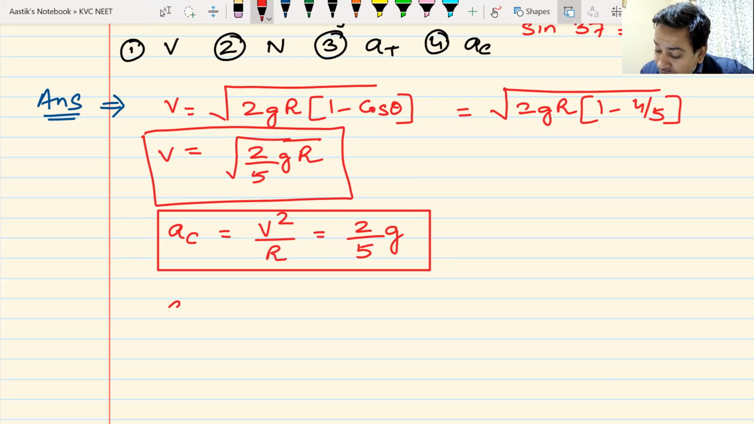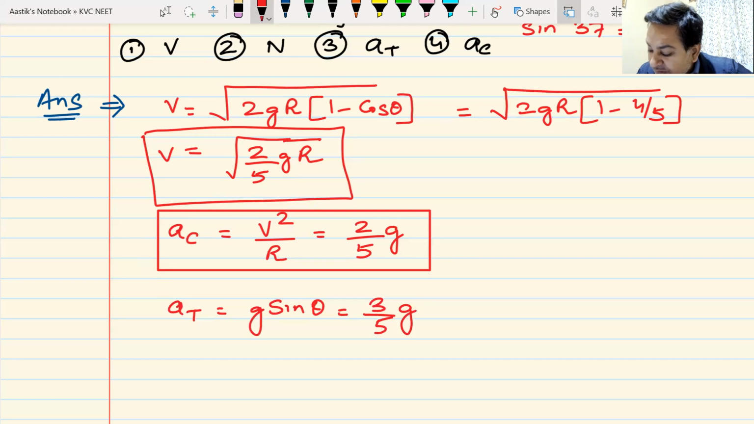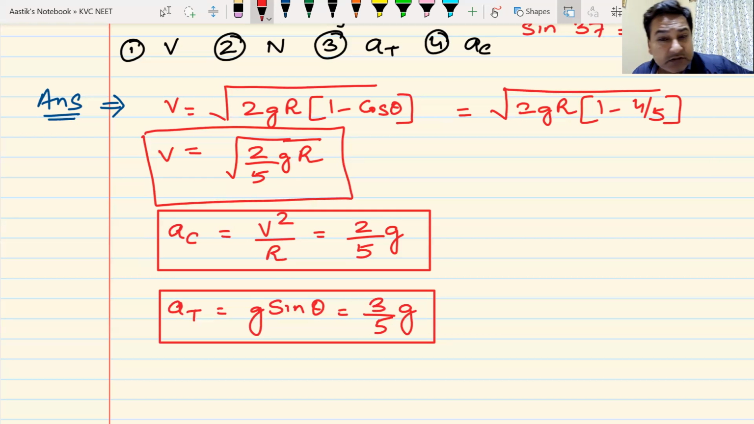Now let us go on to the value of tangential acceleration. We also know the formula for tangential acceleration. This is equal to g times sine theta. G is g, sine theta is 3 by 5. So the answer is 3 by 5 times g. So once you understand which case it belongs to and you remember simple things, you should be able to calculate the value of the unknown quantities.